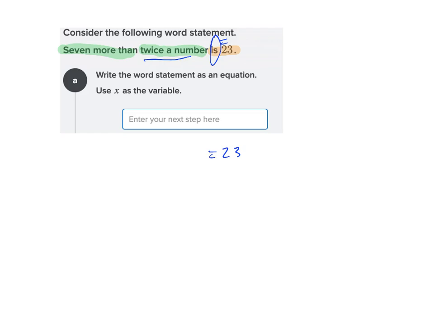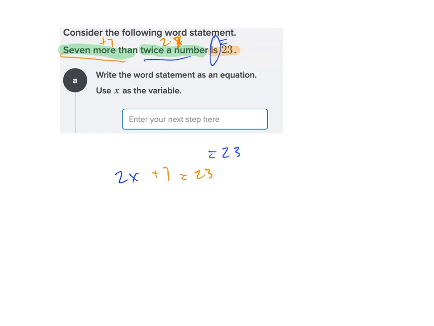But then we have that 7 more than. Well, if I have $5 and you have $7 more than me, how much do you have? Well, you're gonna have $12, right? And so you added 7. So here we added 7, and here we multiplied by 2, right? So our equation is going to be that we have 2x plus 7 equals 23.